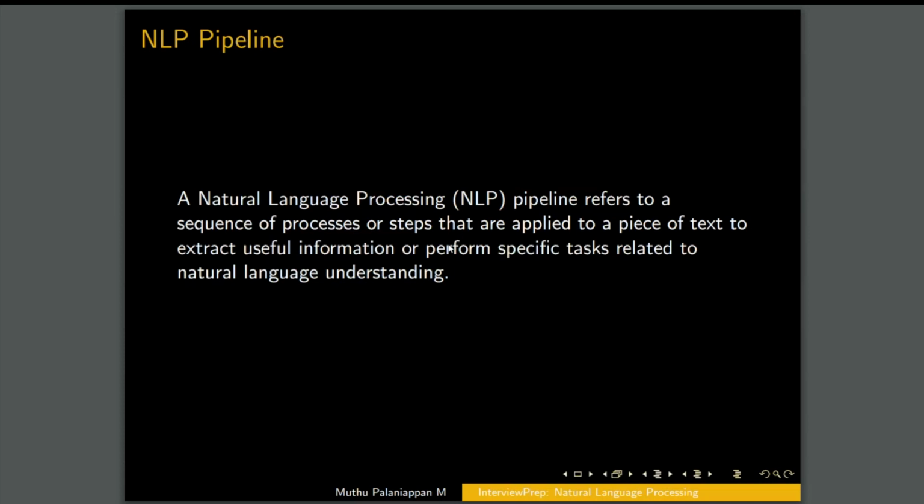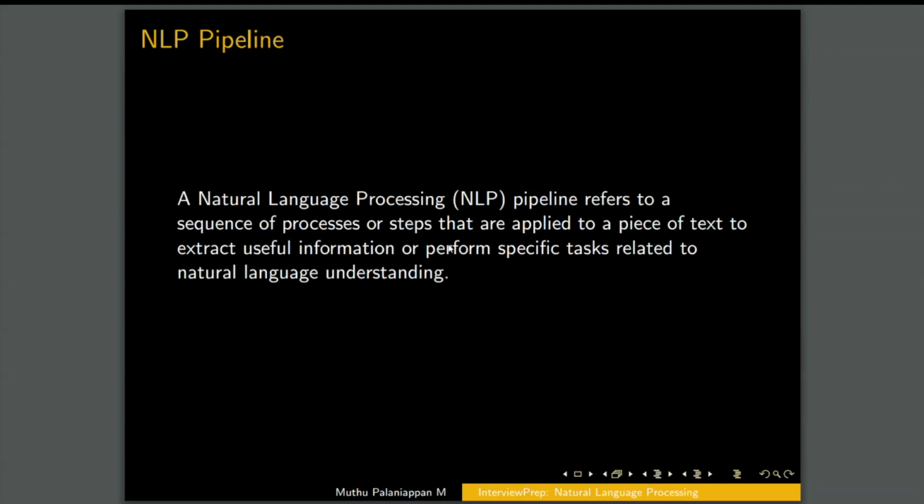Let us say I am building some project. In building some project, there are certain steps I need to follow in order to build it, right? Those kinds of steps which are involved in building an NLP project are what is meant by an NLP pipeline. So an NLP pipeline refers to the sequence of processes or steps which we apply in order to extract pieces of information related to natural language understanding. For example, if I want to build a model, I need to follow certain steps in order to build that kind of model. Those steps are called an NLP pipeline.